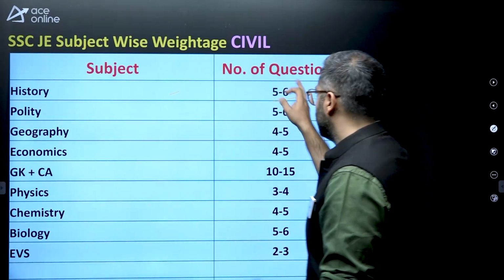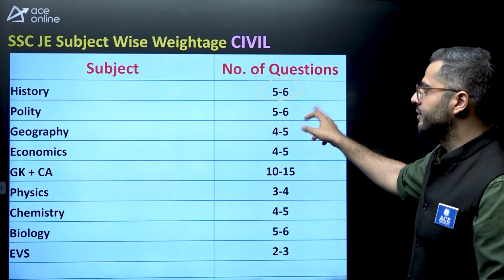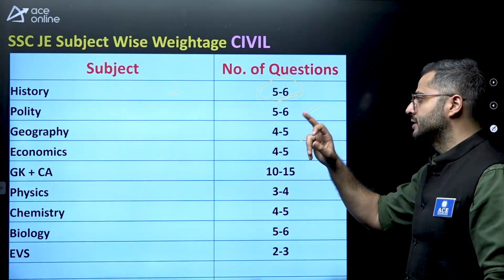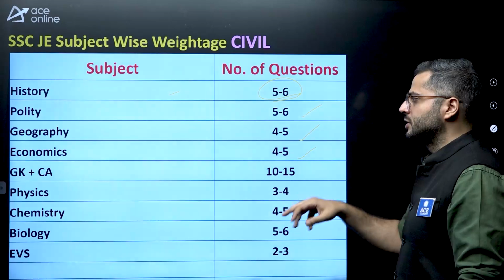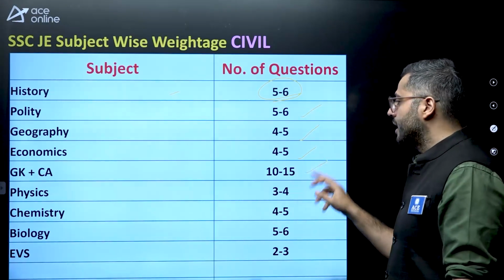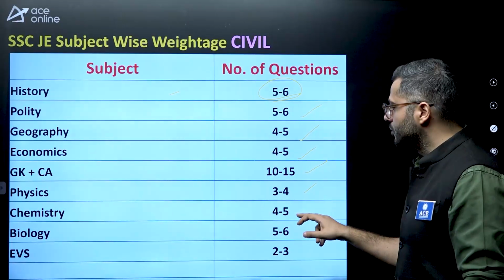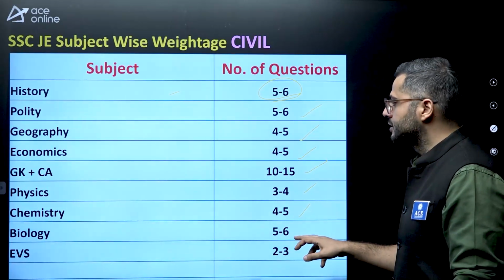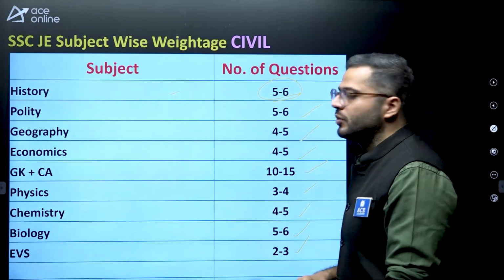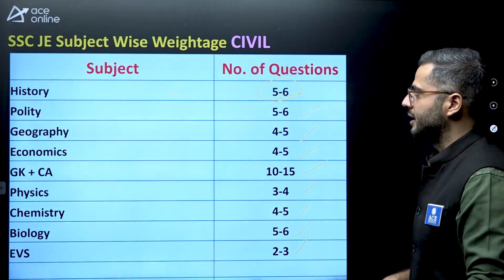For history, 5 to 6 questions, polity, 5 to 6 questions, geography, 4 to 5 questions, economics, 4 to 5 questions, GK, general knowledge, and the current affairs aspect, 10 to 15 questions, physics, 3 to 4 questions, chemistry, 4 to 5 questions, biology, 5 to 6 questions, and environmental sciences, 2 to 3 questions you would be witnessing.